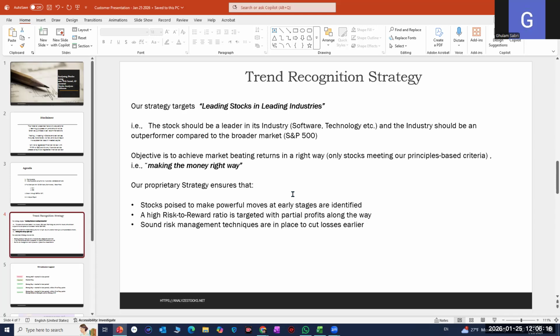As most of my customers are Muslims, it means we try to adhere to the halal principles. We ensure that stocks poised to make powerful moves at early stages are identified, and a high risk-to-reward ratio is targeted with partial profits along the way. So we suggest that if you have some profits, always take some profits, with 15 to 20% of cushion, always have some stop loss, and do not oversize the positions. We can discuss it in further detail.